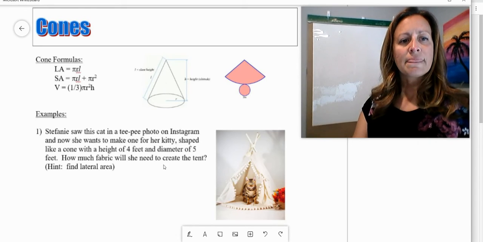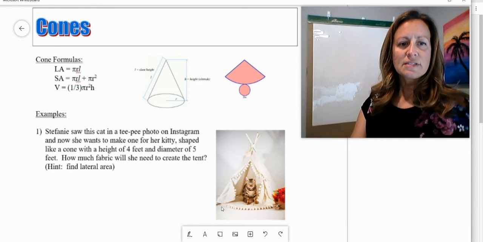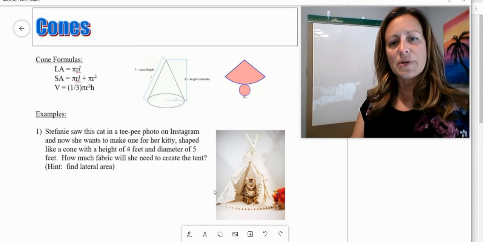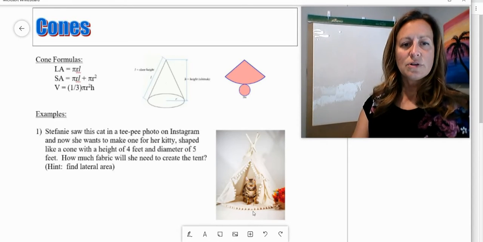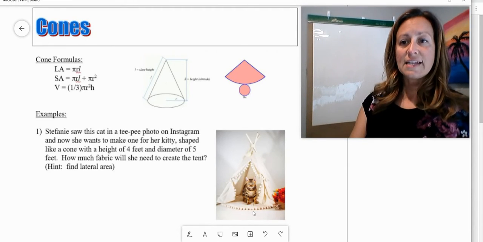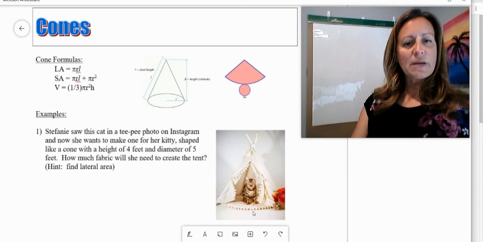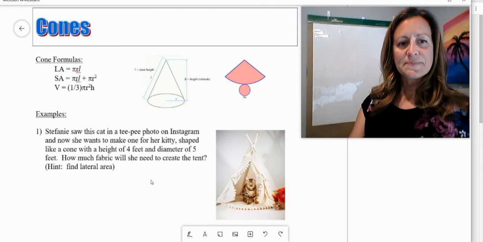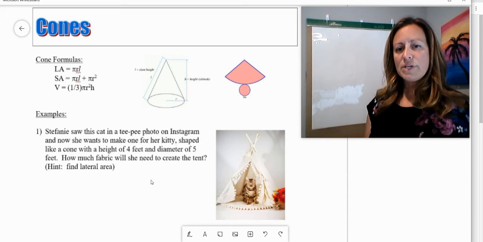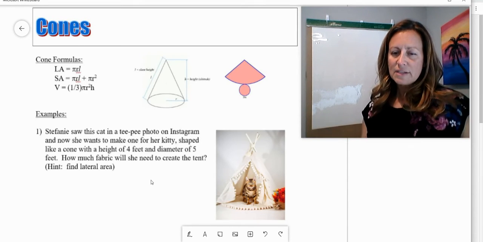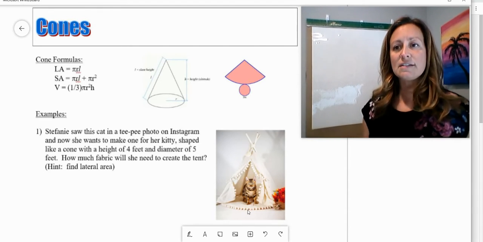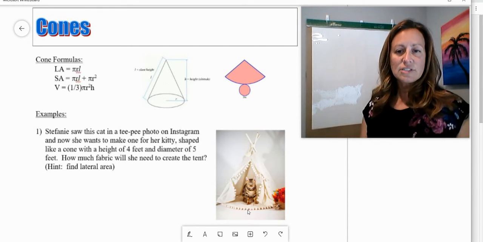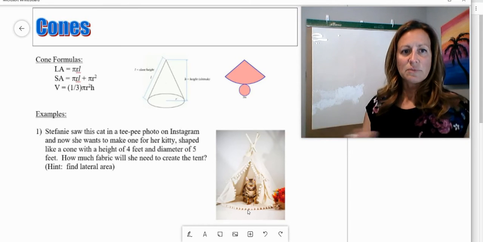Okay. So our first example, Stephanie saw this cat in a TP photo on Instagram. Now she wants to make one of these tents for her kitty, shaped like a cone with a height of 4 feet and a diameter of 5 feet. How much fabric would she need to create this tent? When you think about it, we could find the lateral area first, and it looks like the tent actually has a floor, so we could find the entire surface area and just the lateral area. We'll calculate them separately and then we'll put them together.